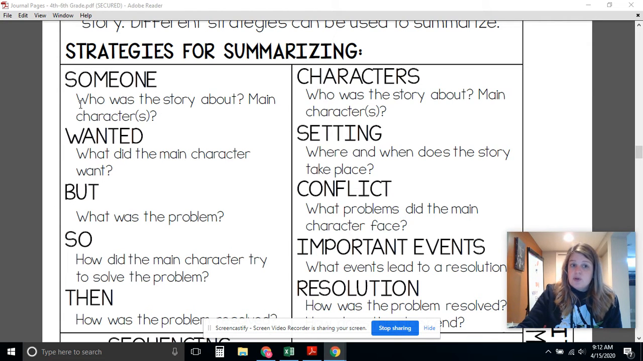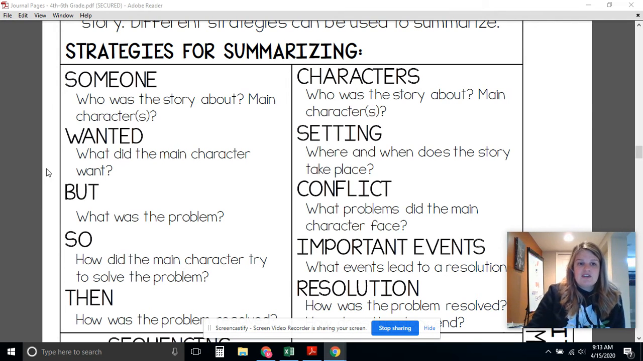So here are some things to think about. Okay, someone. Who is the story about? The main characters. I cannot tell you the amount of times I've read a summary and they're like, the main character did this. Okay, state the main character's name. So if you're retelling The Giver, you say Jonas. Don't refer to him as he or the boy in the book or the main character. I need to know that you actually know this character's name. That's a very important detail. If you don't know the character's name, that's a big red flag to me as a teacher.